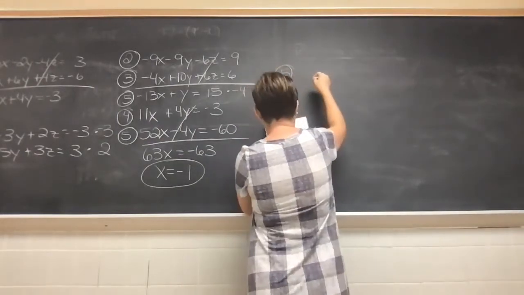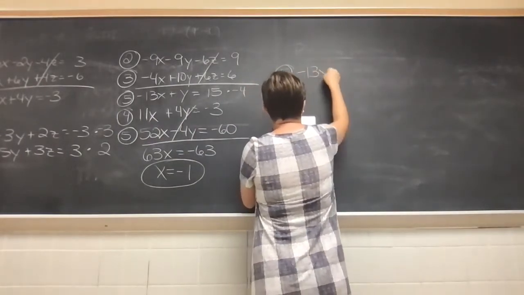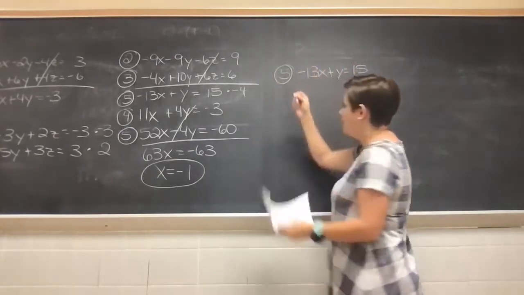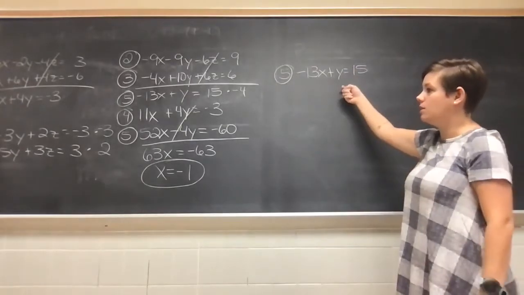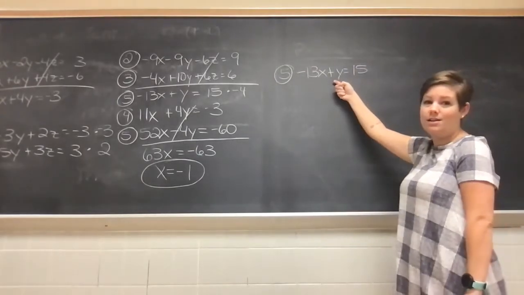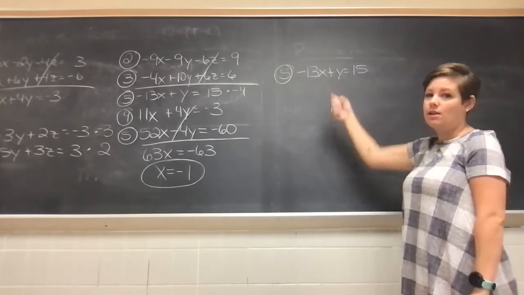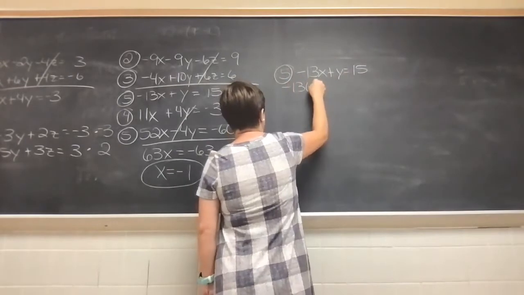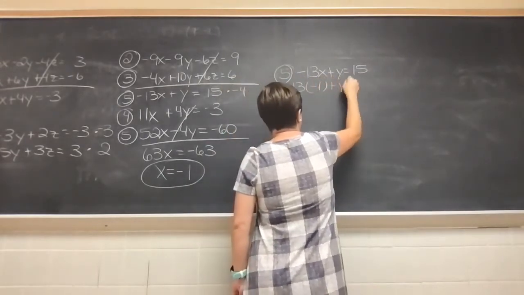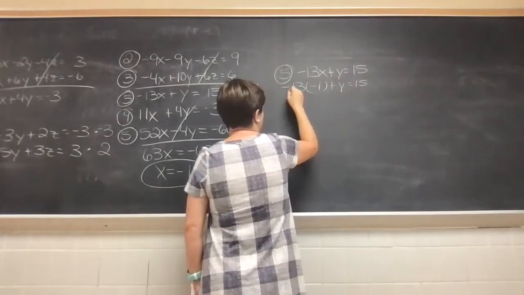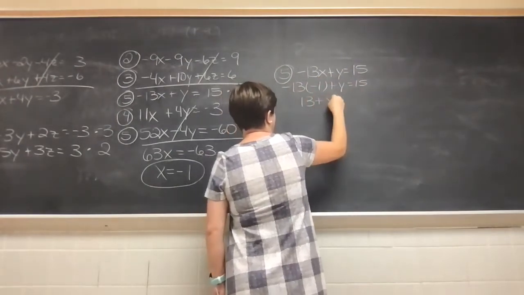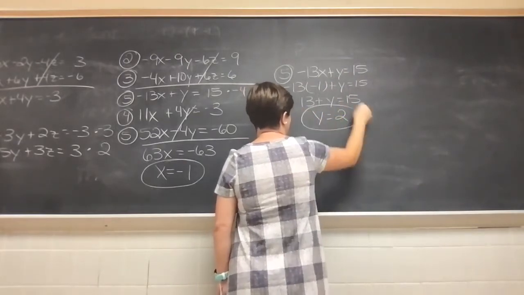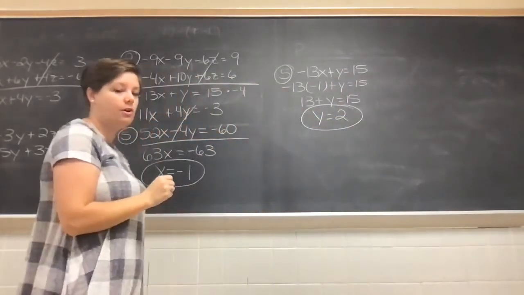I plugged it into equation 5, which was negative 13x plus y equals 15. I chose to use this equation instead of the equation 4 because y doesn't have a coefficient. And so that's going to make solving it a little simpler. So I have negative 13 times our x value, which was negative 1. That makes that a positive 13. Subtract 13 over, and I get y equals 2. There's the second part of our triple.